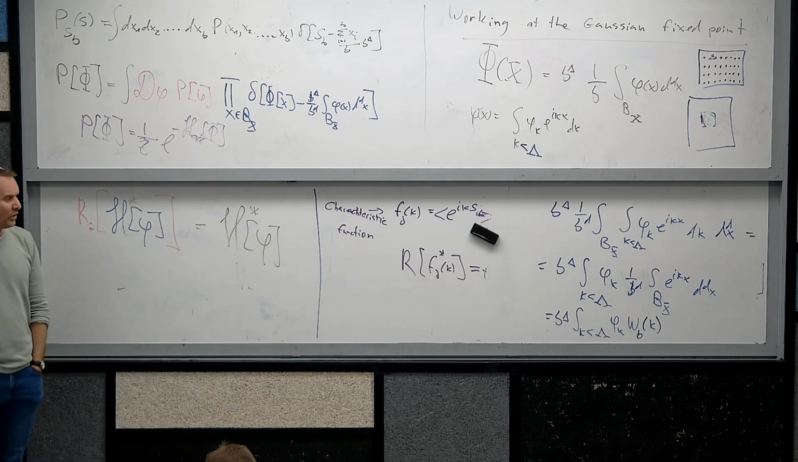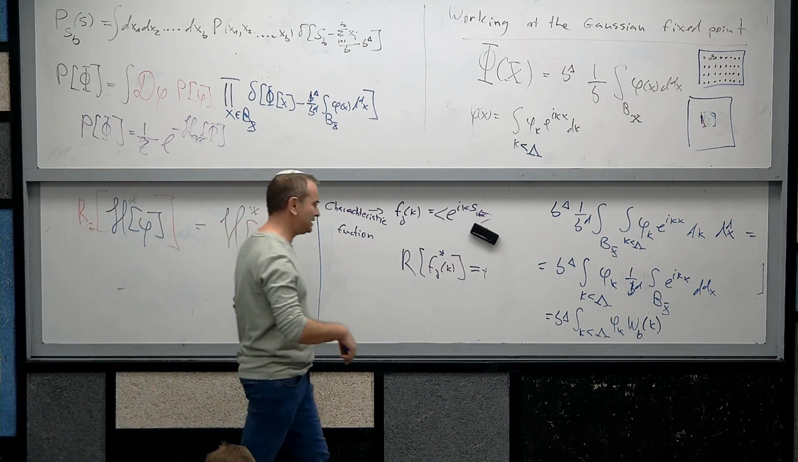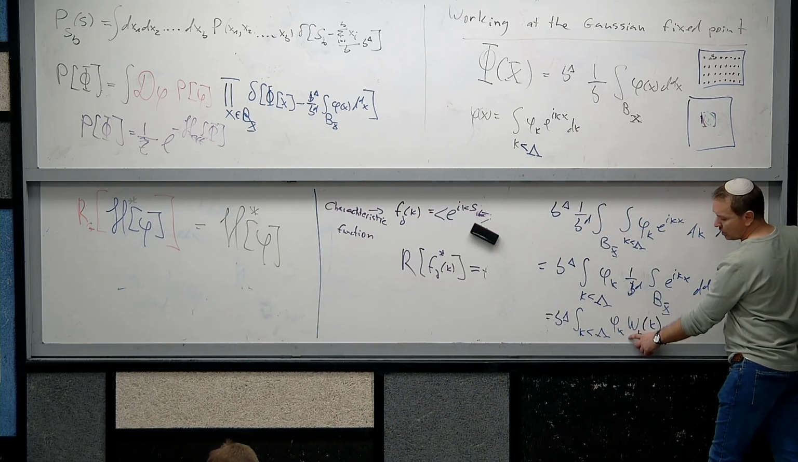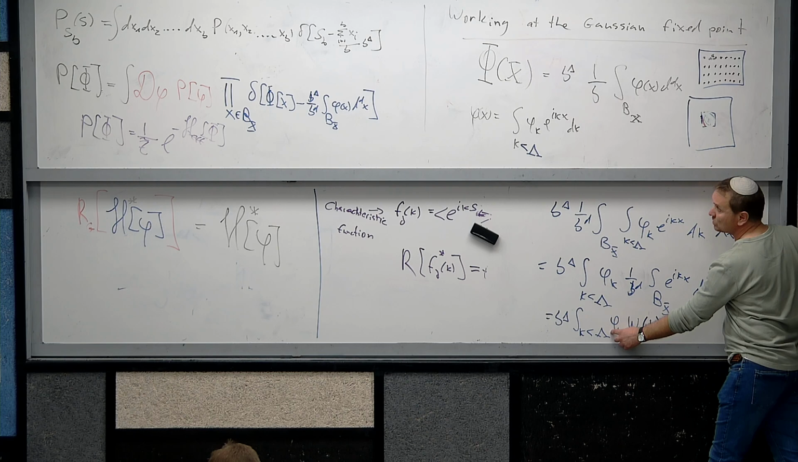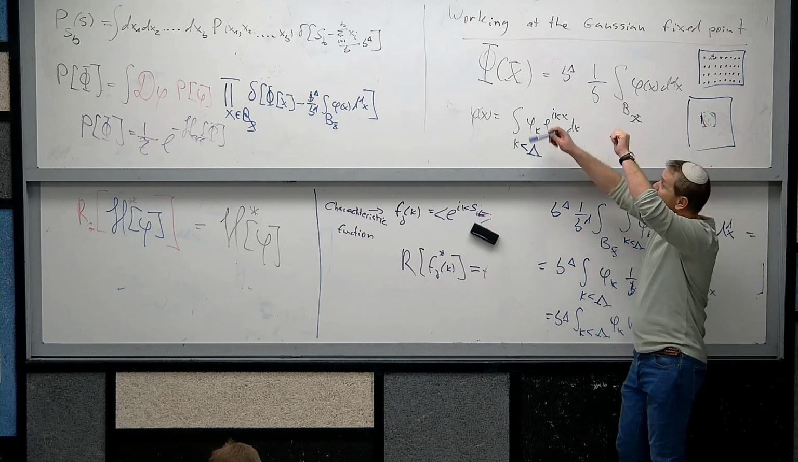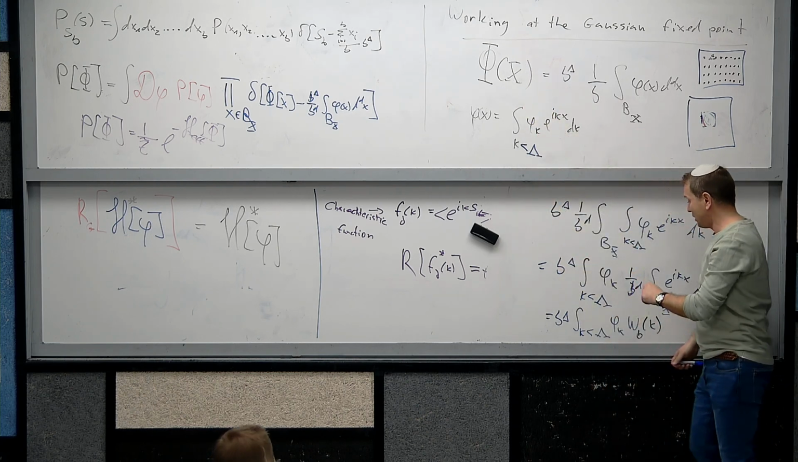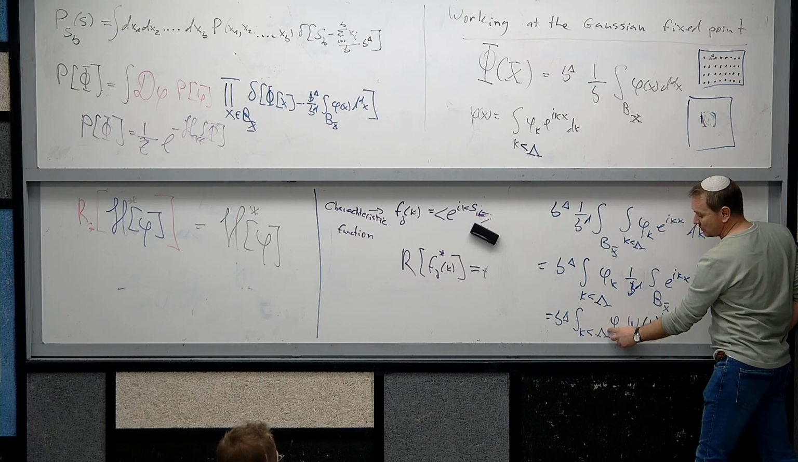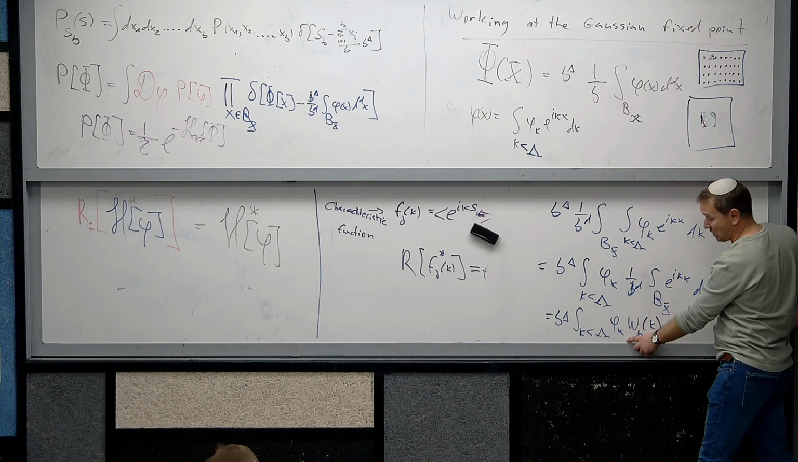Now, what does this mean? This means that in order to describe my new general field, large phi, I can represent it as some sort of an integration of phi k w k. Okay, I can do that. Now, why can I do that?